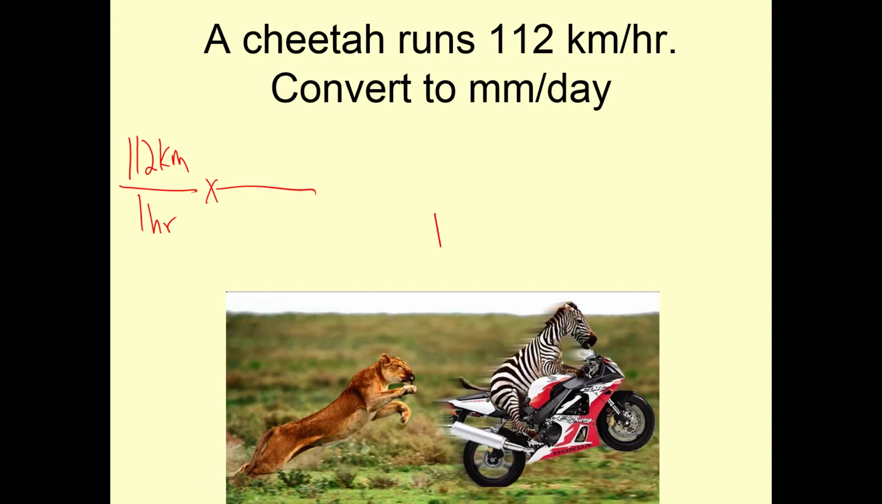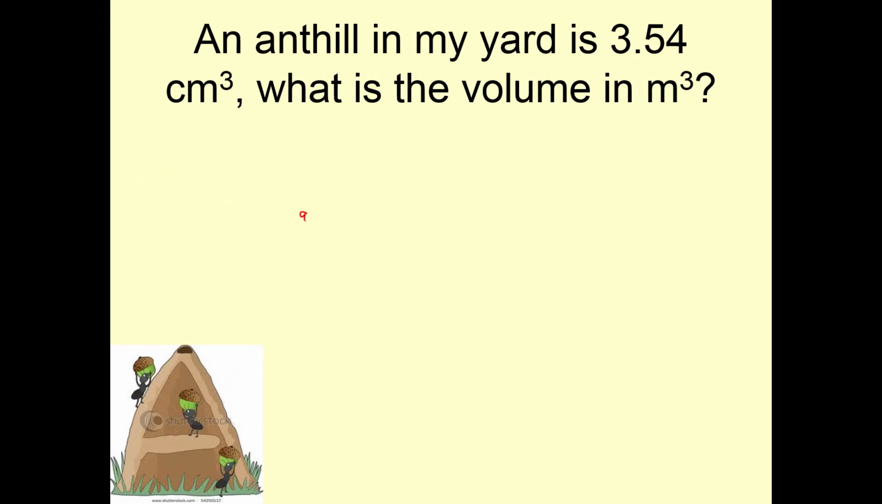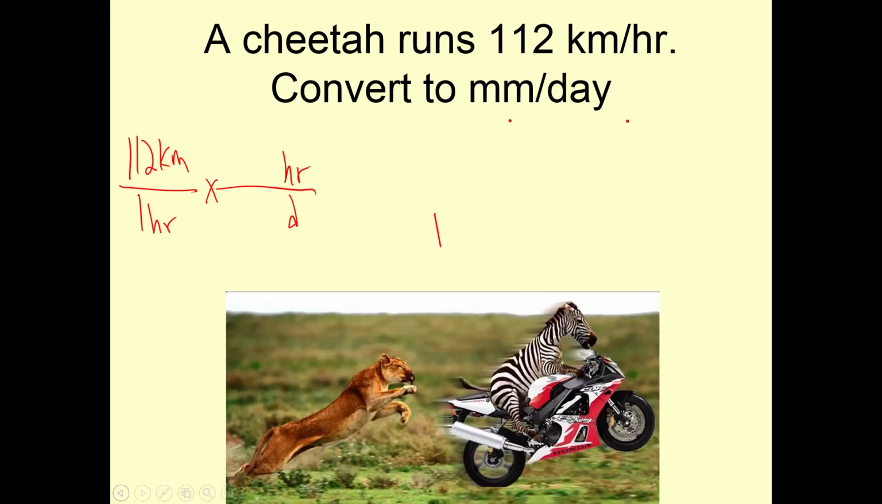So we did the hours and days. Now, if I want to cancel hours first, I don't put it on the bottom. I put it diagonally to cancel. And I want to change that to days. Days. 24 hours equals 1 day. So now I'm in kilometers per day.